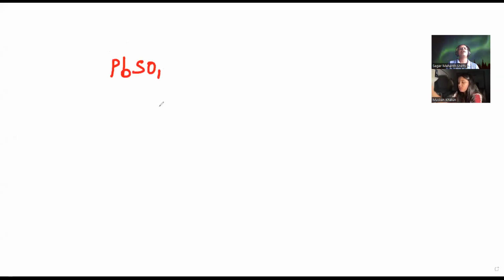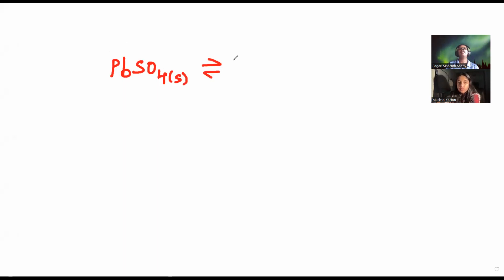So the next part is how do you determine the solubility product from solubility? For example, I have a compound, and that is lead sulfate. So what's the formula for lead sulfate? It has to be PbSO4. Okay, and this is a solid. This is a reversible reaction. So what do I get?